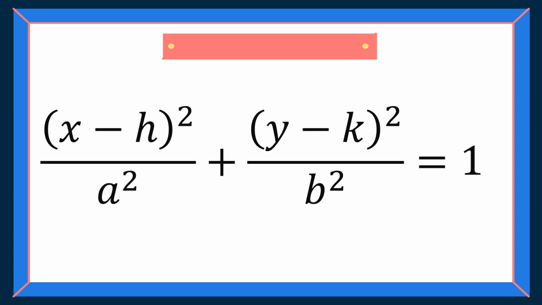This standard equation is for an ellipse with a horizontal major axis. And the second one is (x minus h) quantity squared over b squared plus (y minus k) quantity squared over a squared is equal to 1, for a vertical ellipse with a vertical major axis.